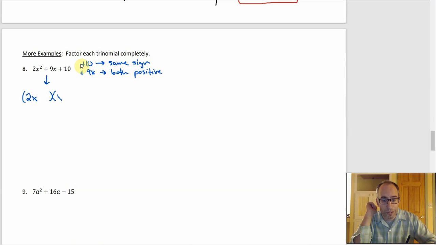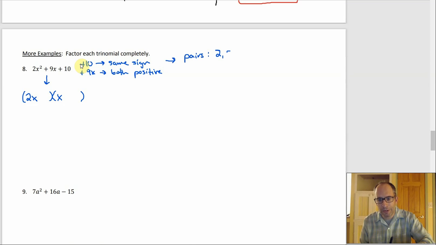And there aren't really any options as far as what you're going to do for the leading terms of your two binomials. It's got to be 2x and x, right? Since 2 is prime. So it's got to be that. And you could start checking things. So you think, okay, well, what are the pairs of factors here? Well, you could have 2 and 5, and you could have 1 and 10, but you'd have to consider both orders, right?